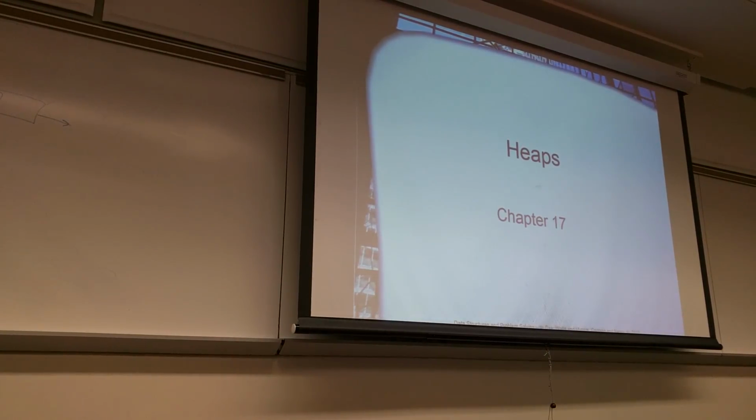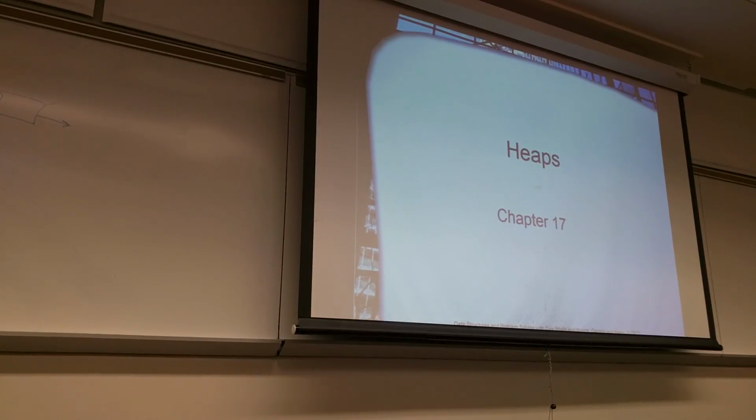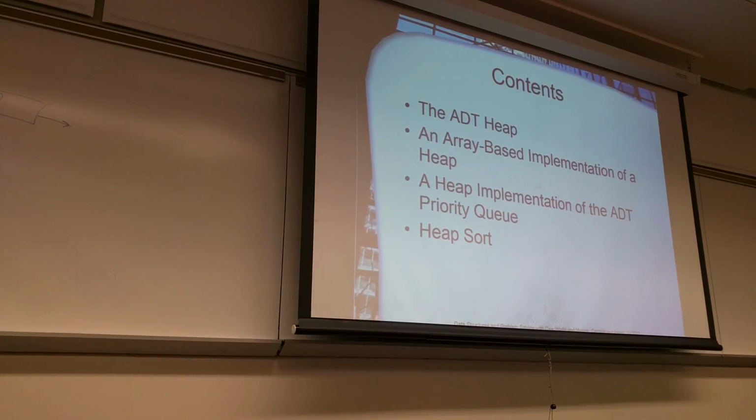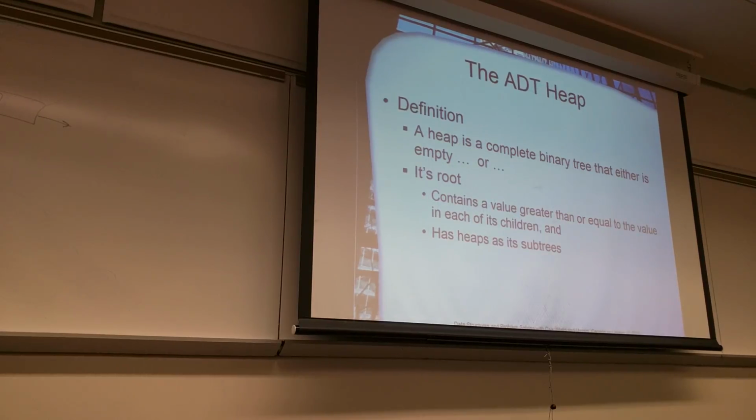The next data structure we're going to talk about is something called a heap. It's an interesting data structure. We'll talk about the heap, we'll talk about an array-based implementation, and then, this is kind of giving it away here, we'll talk about how we can use a heap to implement a priority queue.